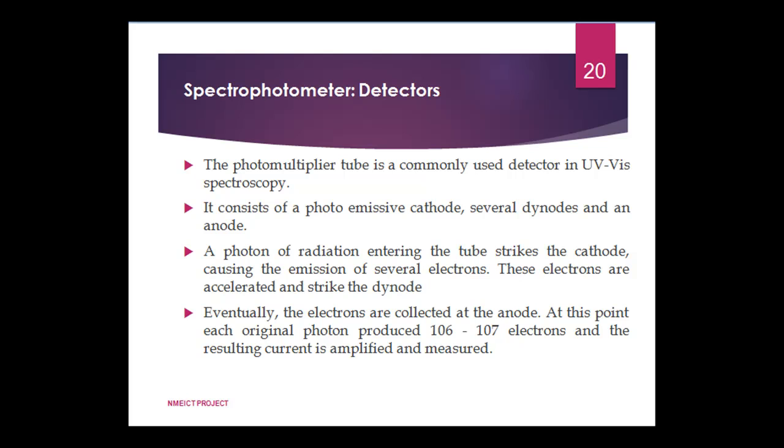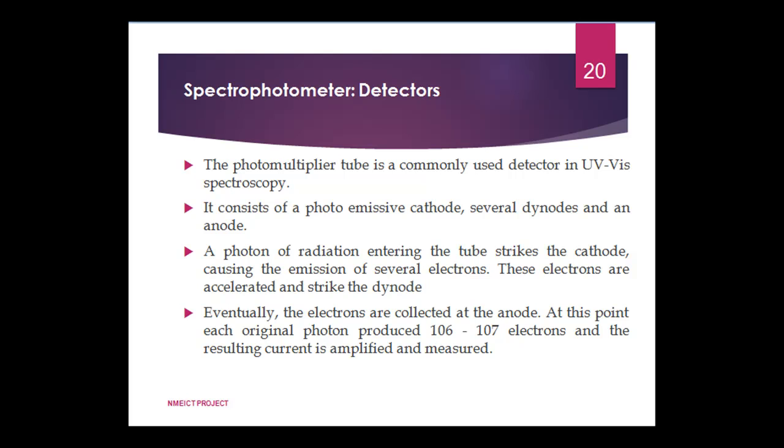Now we'll discuss different types of detectors used in spectrophotometer. Photomultiplier tube is a widely used detector in UV visible spectroscopy. It consists of a photoemissive cathode, a cathode which emits electrons when struck by a photon of radiation, several dynodes which emit several electrons for each electron striking them, and an anode.